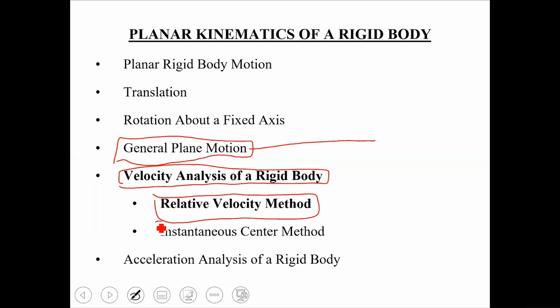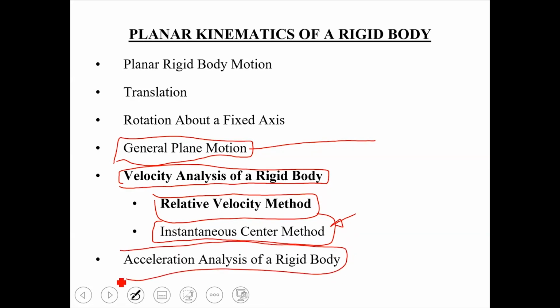The second method is the instantaneous center method, जो कि एक नई टेक्निक होगी आपके लिए. अगर हमें टाइम मिला तो प्रोबेबली हम इंस्टेंटेनियस सेंटर मेथड भी देखेंगे, लेकिन हम रिलेटिव वेलोसिटी डिस्कस करने के बाद डायरेक्टली हम एक्सेलरेशन पे मूव कर जाएंगे ताकि इस चैप्टर के ये दो मेजर टॉपिक्स हम खत्म कर लें. उसके बाद नेक्स्ट वीक अगर टाइम बचा या उससे नेक्स्ट वीक टाइम बचा तो हम इंस्टेंटेनियस सेंटर को भी एक दफा देख लेंगे.